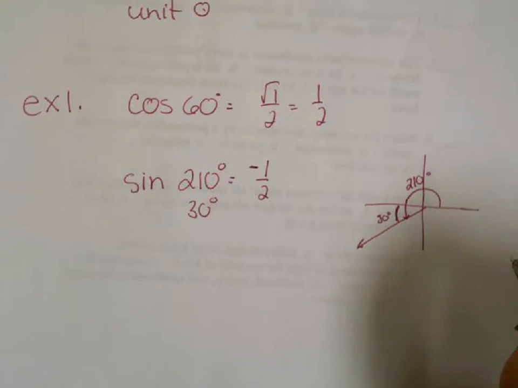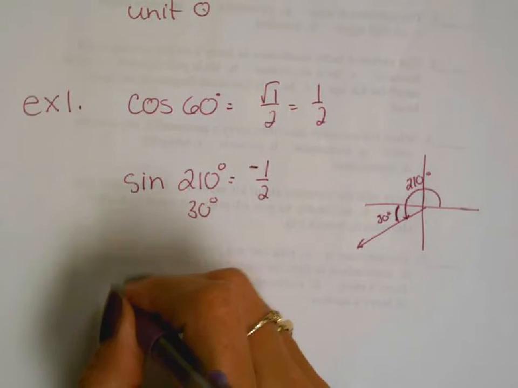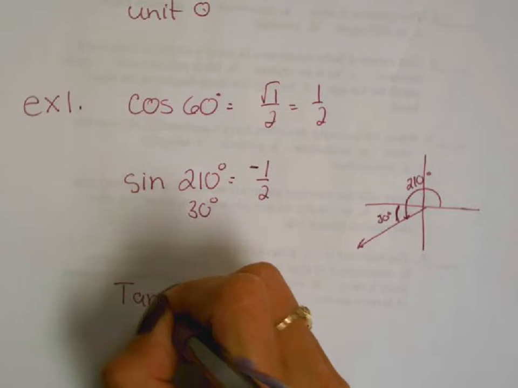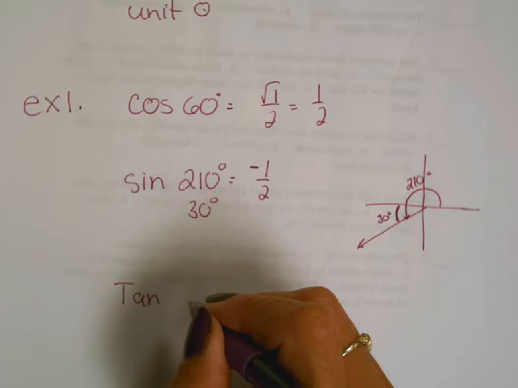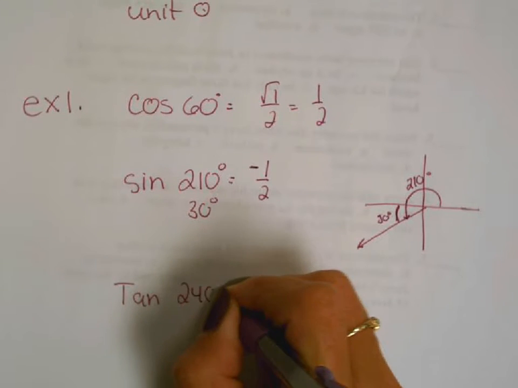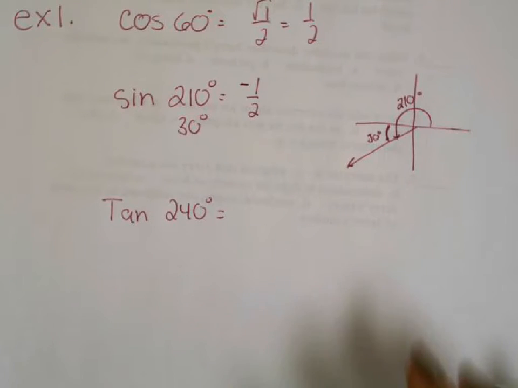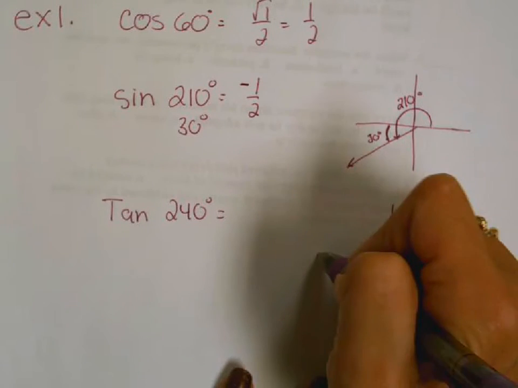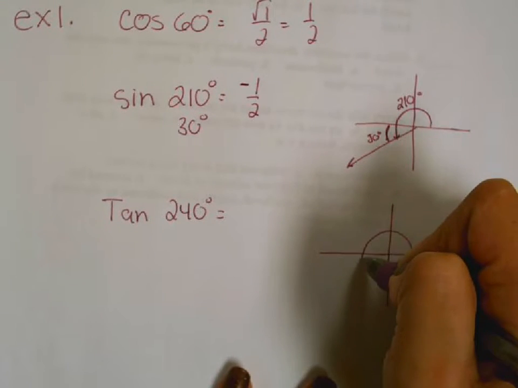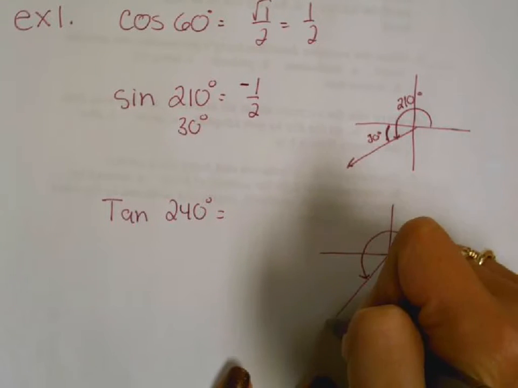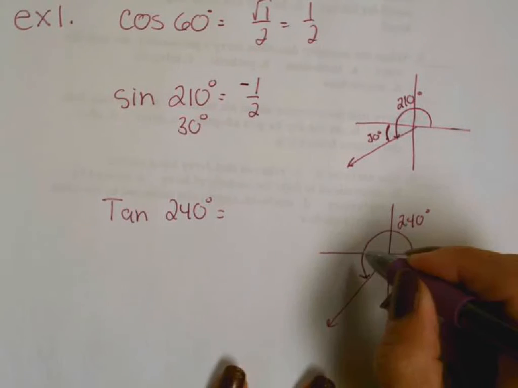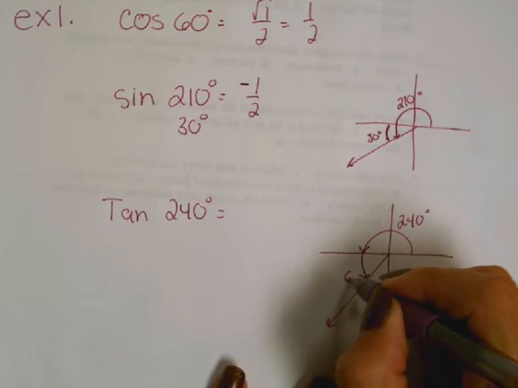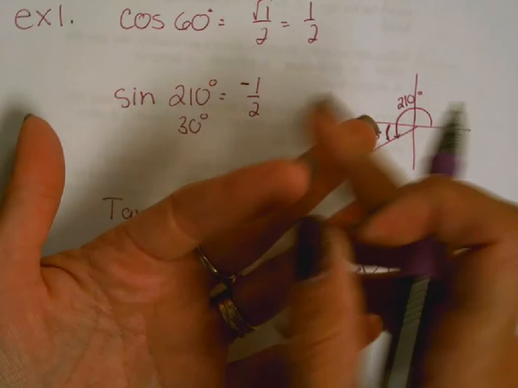Let's do one more of those and then I'm going to cut you free. Let's go tangent. 240. So again, sketch the 240 if you have to. I would. 240 is coming into that third quadrant. We need a reference angle. What's our reference angle? How much past 180 is 240? 60 degrees. So the 60 is here.